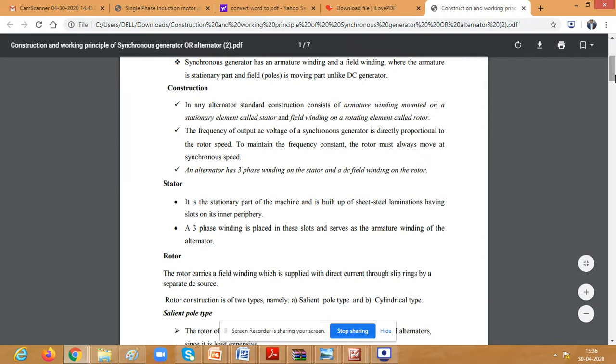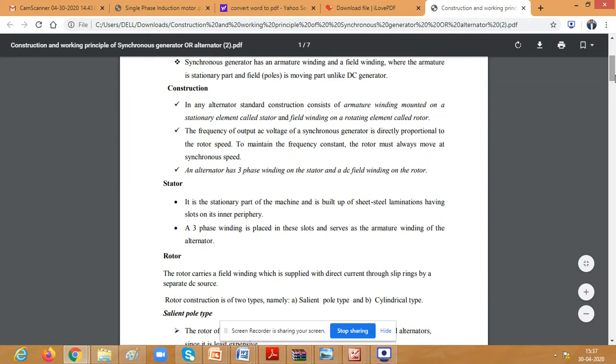Unlike the DC generator, which is a different situation, here the armature is the stationary part and our pole is the moving part. It is a little bit different here, and there are some reasons for that.